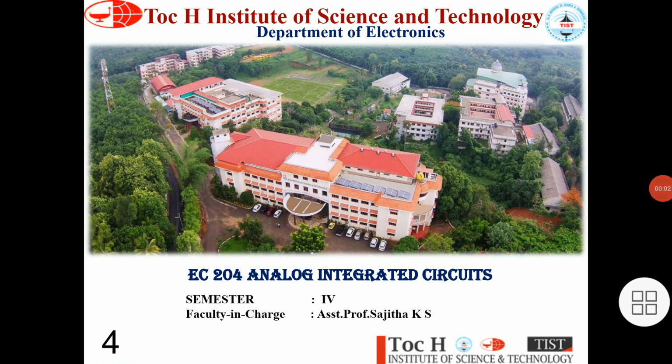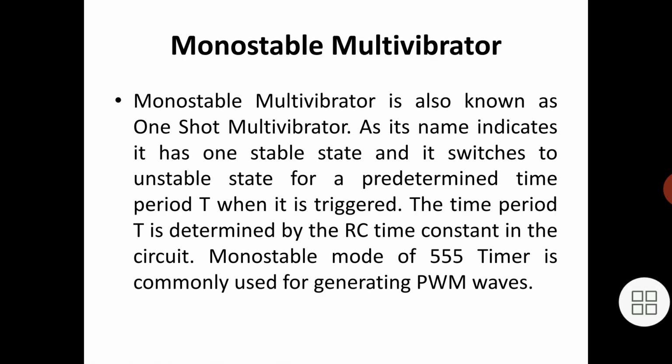Dear students, today we are going to discuss monostable operation of timer IC-555. Monostable multivibrator is also known as one-shot multivibrator. As its name indicates, it has one stable state and it switches to unstable state for a predetermined time period t when it is triggered. The time period t is determined by the RC time constant in the circuit.